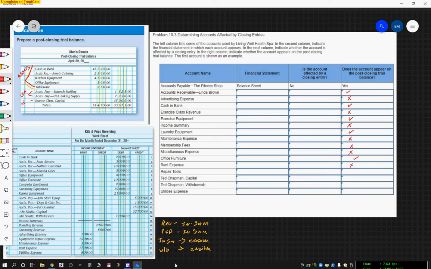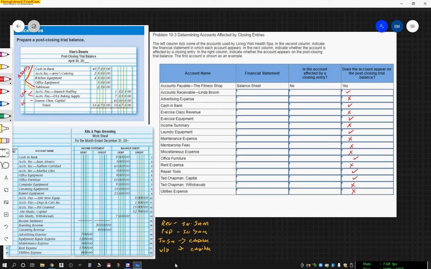Tools asset? Yes. Capital? You see capital on there? Absolutely. Yes. Withdrawals? No. And then expenses again? No. So the checks mean yes, the X's obviously mean no. Is it affected by a closing entry? Well, what accounts get closed? So we can say the capital, revenue, expenses, income summary, and withdrawals.